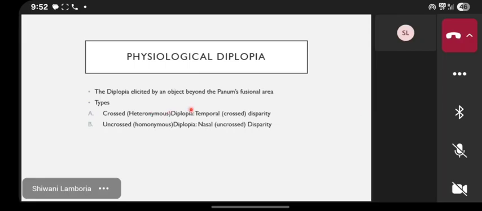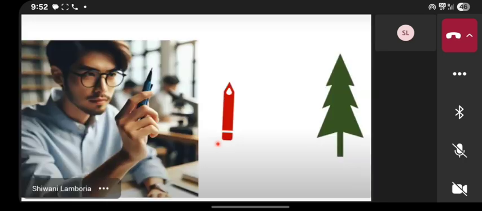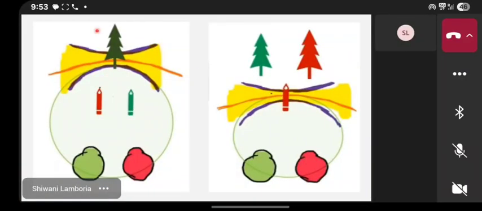The diplopia elicited by an object beyond Panum's area. Crossed diplopia is temporal disparity and uncrossed is nasal disparity. A normal individual does not observe this diplopia in day-to-day life. For example, if we fix on a far object, for example a tree, this is the horopter, and then we look at some near object, for example a pencil. We are looking at the far object which lies on the horopter, and then we start looking at the near object, which is a pencil, and then these two start appearing double.